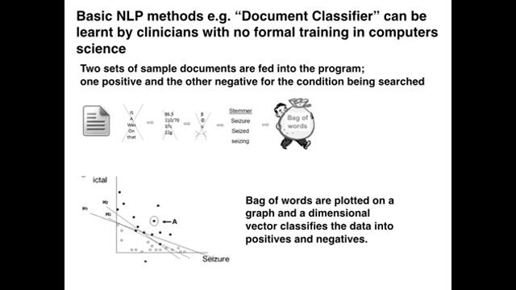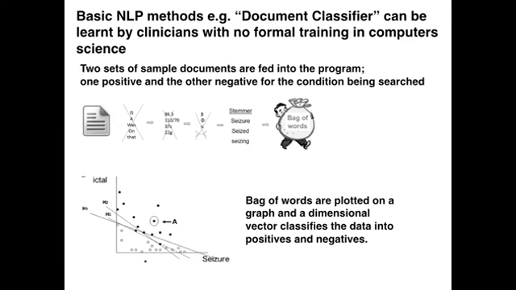Another basic NLP method is document classifier. In this method, the researcher feeds in two sets of sample documents into the program. For example, if the researcher were looking for patients who had seizure, the first set of documents would be obtained from charts of patients who actually had a seizure, and the second set of documents would be obtained from patients who did not have a seizure. The program, after being fed with these two classes of sample documents, undergoes machine learning and is now ready to process a test document as seen in this diagram.